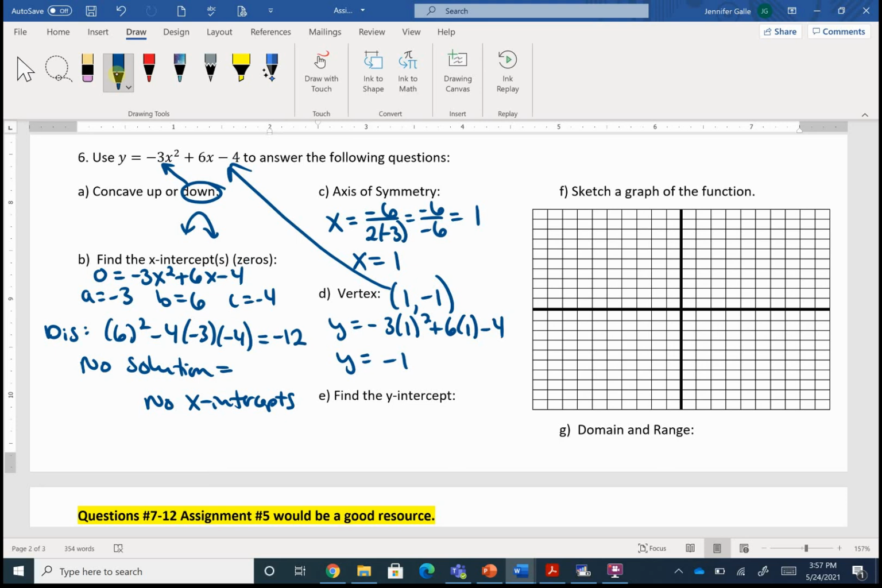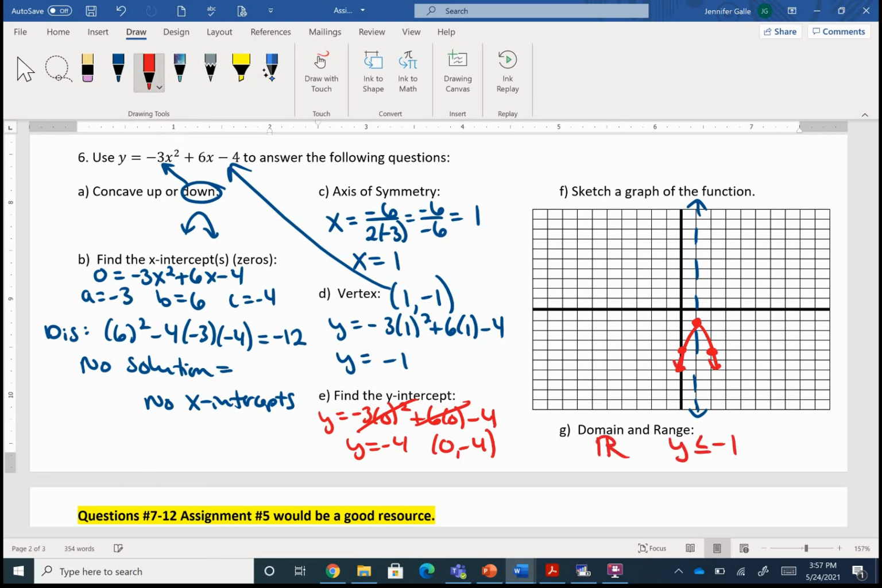So we have an axis of symmetry of 1. We have a vertex of 1, -1. You might be thinking, how do I get the rest of the graph? Well, we need to find all the pieces first. We need the y-intercept. So 0, -4 for the y. I reflect it over, and now I have a nice looking graph. Domain all reals, range, y is less than or equal to, because we open down, the y value at the vertex, which is -1.